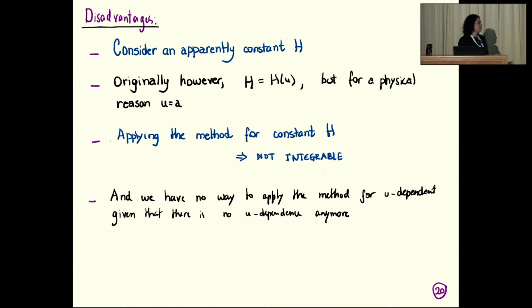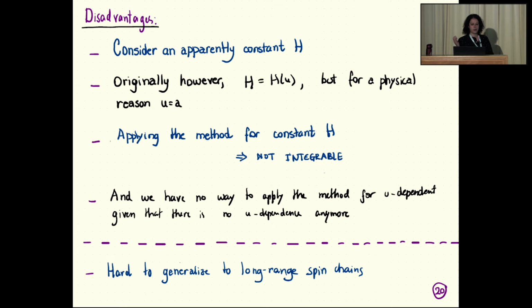And since we don't have this u dependence, for small cases you could try to put an ansatz and classify; you'd have to classify all the cases of that structure to be able to see if the particular one is there. So if you need something that's a bit larger, this becomes very hard to do. And the third problem is that we were not able to generalize these for long-range spin chains.